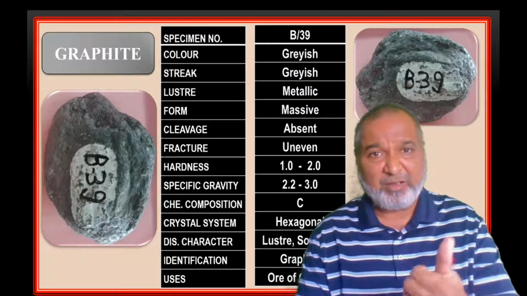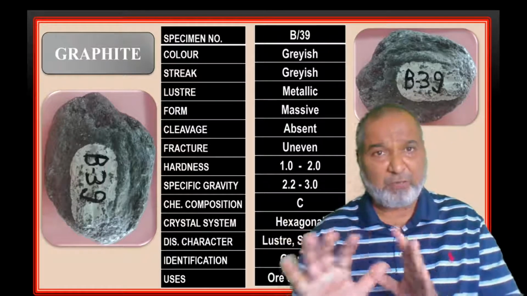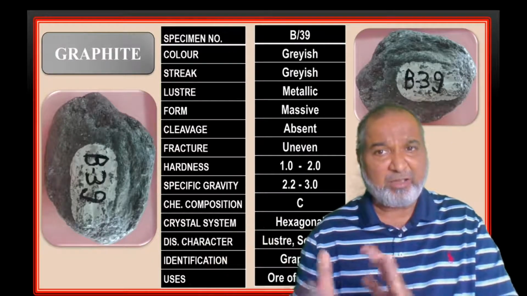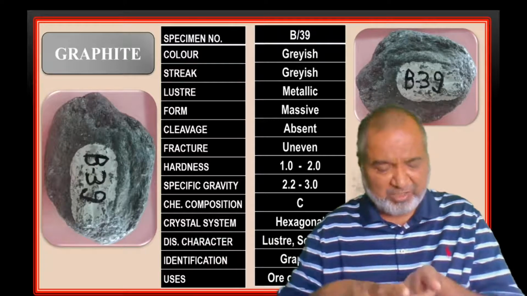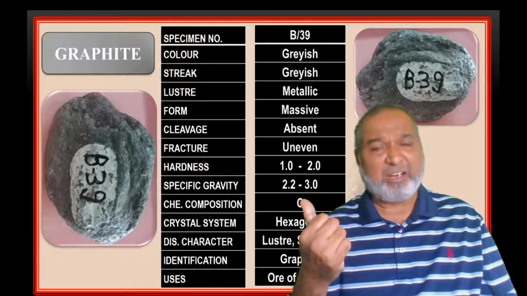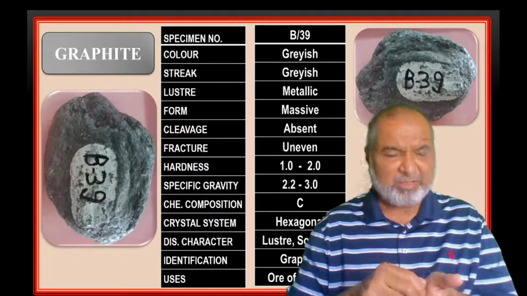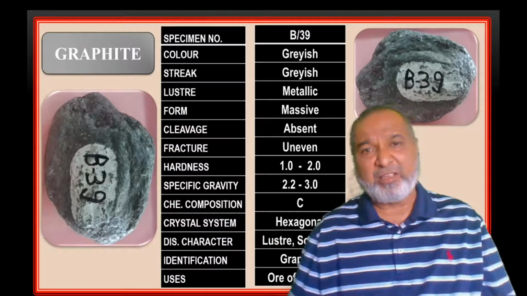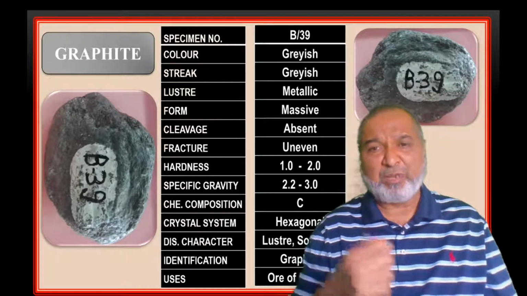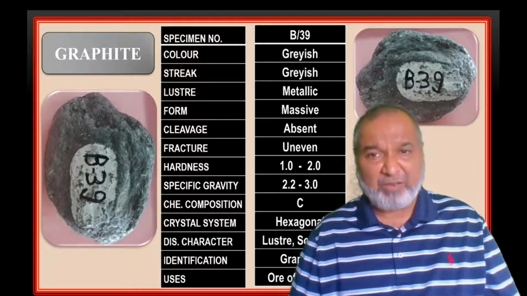Now, very important: cleavage is not there. Form is massive. Again, see now, this is the fourth mineral where we are going to write the massive form. But just rub your thumb on the surface of the mineral, and you will get the gray color. Hardness is 1. Sometimes if you don't get it, scratch with your nail and you get the powder. So it will be 1 or 2, but normally 1 for the graphite mineral.